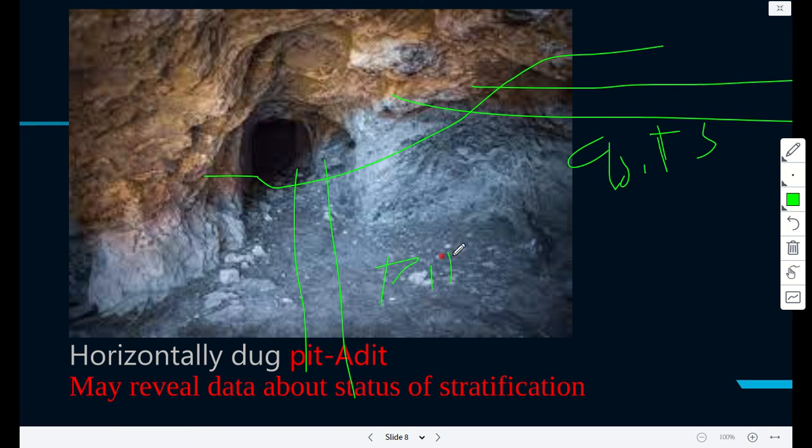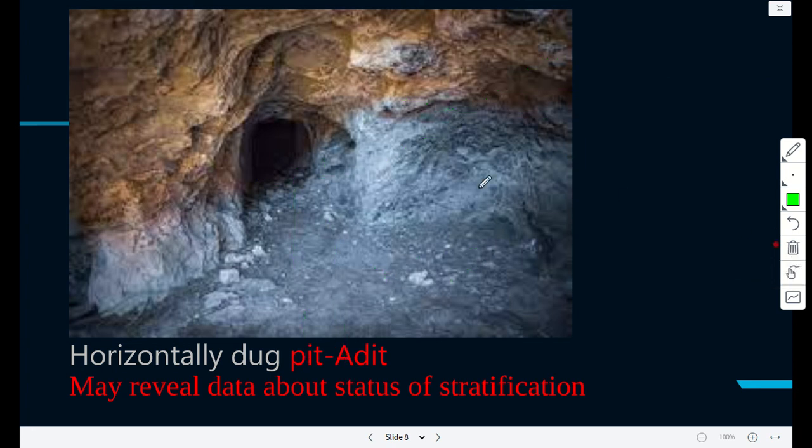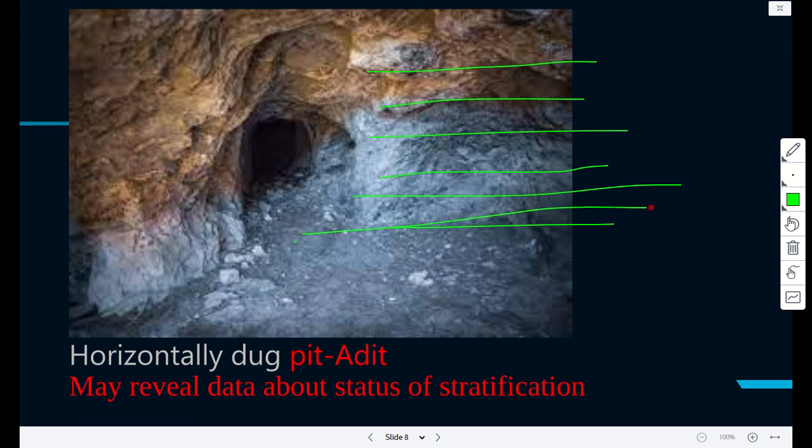Now, these adits would give us information about horizontal stratification, to be specific, because in fact stratification can also be vertical. So if the rocks are stratified in this way, then when you're drilling, if you do an adit in this direction, then probably you're able to see this horizontal stratification. We have to be specific about the kind of stratification, because it's also possible to have a vertical stratification.